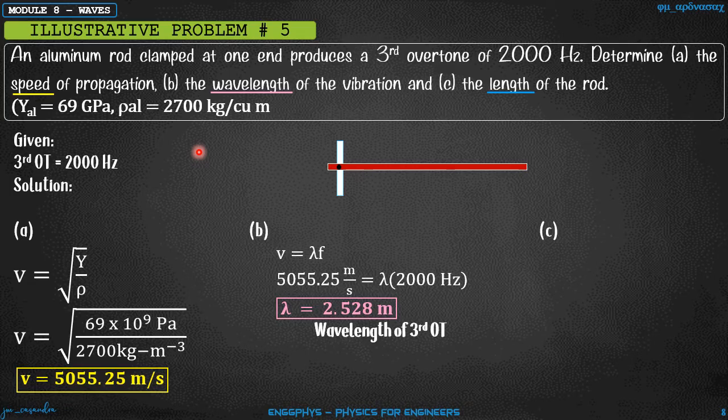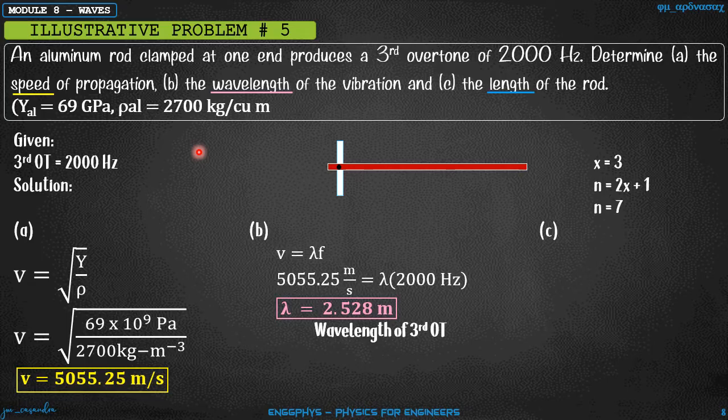For the length of the rod, we would like to draw the wave pattern to help us in our analysis. But before we could draw our wave pattern, we have to identify first what harmonic is the equivalent of our third overtone. Okay? So we know that the third overtone is x, which is now equal to 3. And for vibrating rods, the harmonic number N is equal to 2x plus 1. Substituting x in this equation, we arrive at N equal to 7. So meaning the third overtone is the same as the 7th harmonic of a rod clamped at one end.